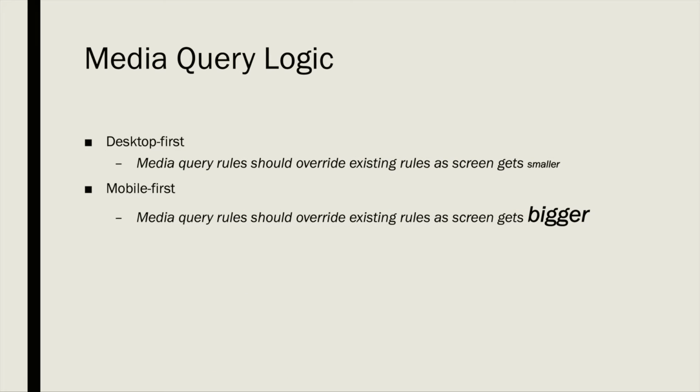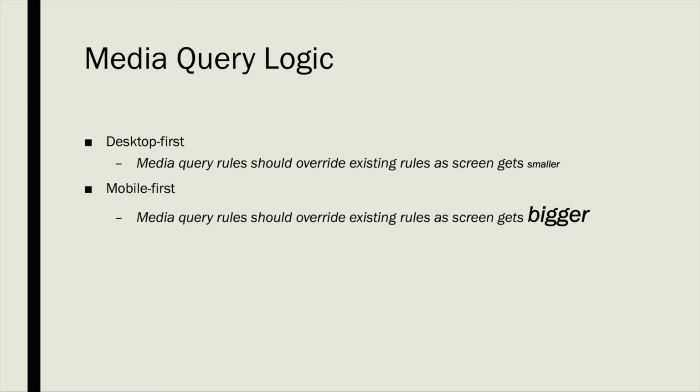Media query logic. If you're going to be developing media queries, you can go desktop first or mobile first. We covered this briefly in our previous video, determining exactly how you should do things. But based on how you're developing these items, if you're going to go desktop first, then your media query rules should override existing rules as the screen gets smaller. If you do mobile first, obviously do the exact opposite. Media query rules should override existing rules as the screen gets bigger.